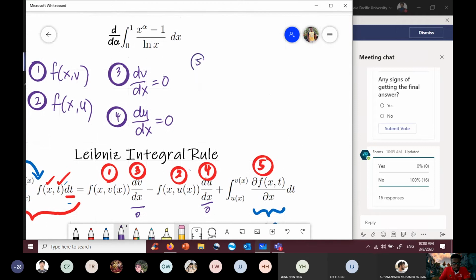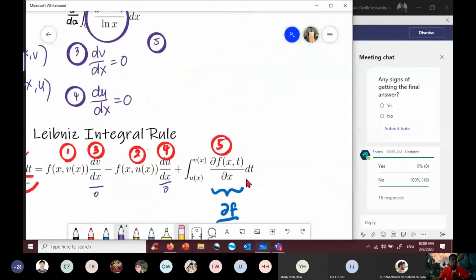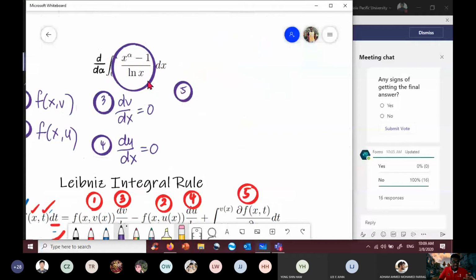Number 5 is dou f over dou x. It means that I have to differentiate whatever is inside here with respect, again, to the outer variable. Keep that in mind. With respect to the outer variable, in the formula, x is the outer variable. That is why we differentiate with respect to x. So don't differentiate this with respect to x. Don't do that. Why? Because the outer variable is alpha. You have to differentiate with respect to the outer variable. So imagine this whole thing, we differentiate with respect to alpha.